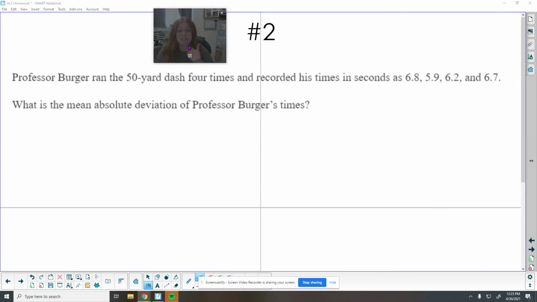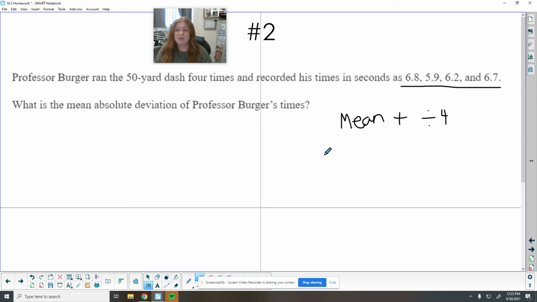Number 2 tells us that Professor Berger ran the 50-yard dash 4 times and recorded his times here. What is the mean absolute deviation? First thing we want to do is find the mean. So we're going to add up these numbers, and he did it 4 times, so we're going to add them up and divide by 4. Then we're going to make our list. The first time he did 6.8, then 5.9, 6.2, and 6.7. So tell me, how far away is the distance to the mean?